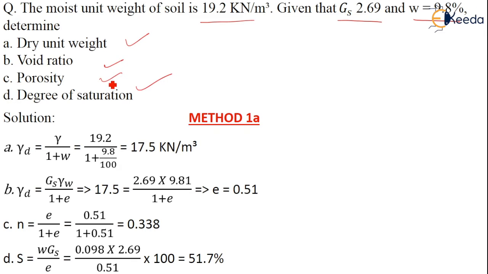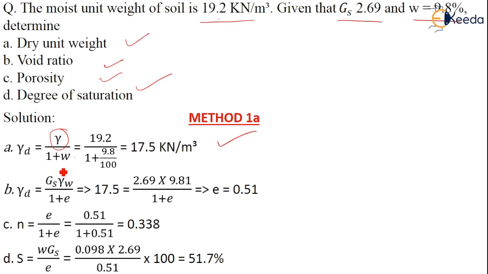We know from the basic definitions, γd is equal to γ by 1 plus w. The γ value is given as 9.2 and the water content is given as 9.8%, nothing but 9.8 by 100. After calculation, we get it as 17.5 kN/m³.